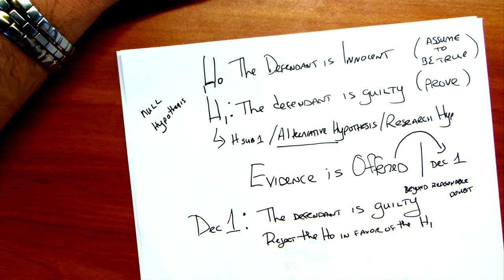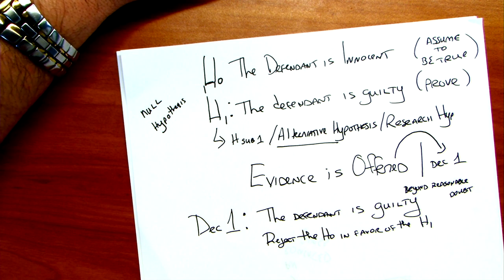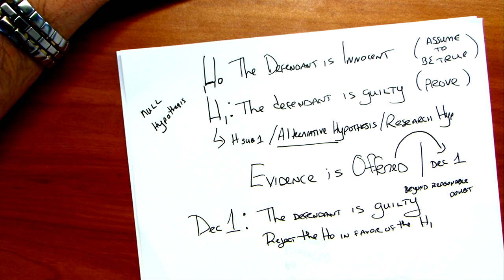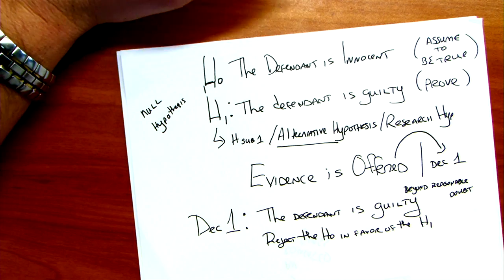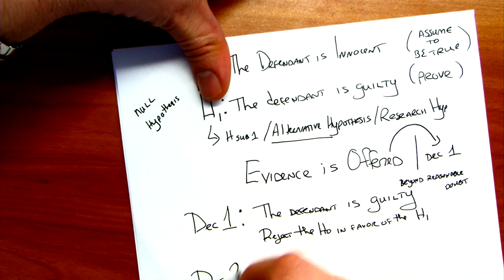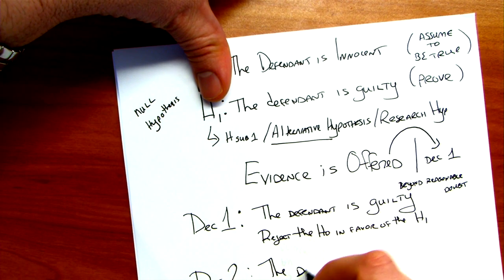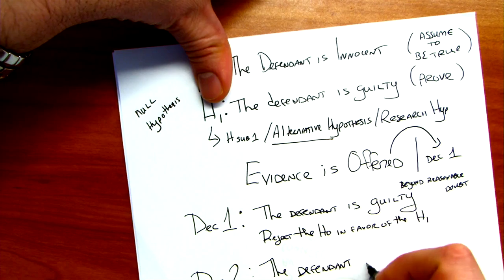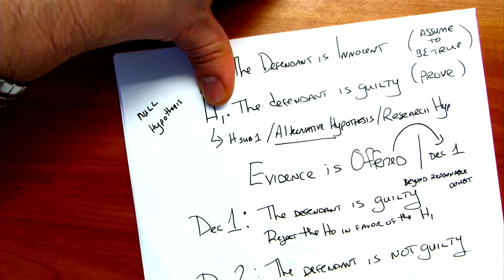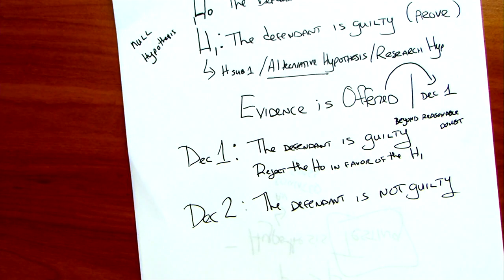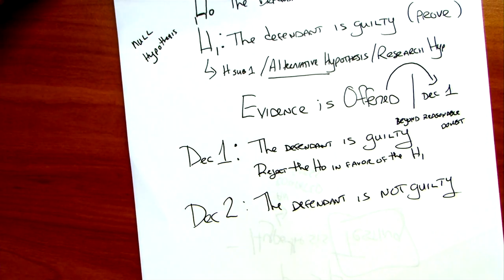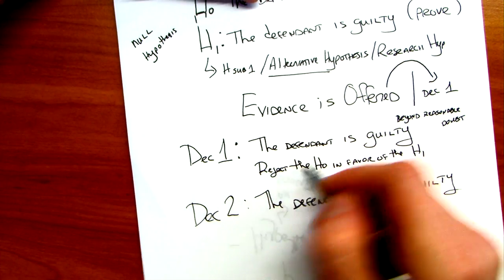There's a difference. Because we haven't found the person innocent. We haven't said you're innocent. We just said we don't have enough evidence to find you guilty. So it's different, right? We don't say accept the null. And I'm going to show you what we say. We say decision 2 is the defendant we find is not guilty. It's kind of a negative, right? We don't say is innocent. We didn't find the person innocent. We just said there's not enough evidence to find them guilty.